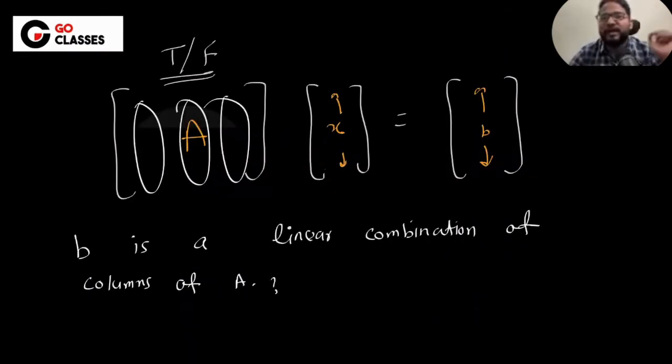Now suppose I ask whether it is true or false. I give you A, I give you X, these are the columns of A. Suppose I give you A, I give you X, and I calculate the B. So if I say that B is a linear combination of columns of A, then let me know if this is true or false.